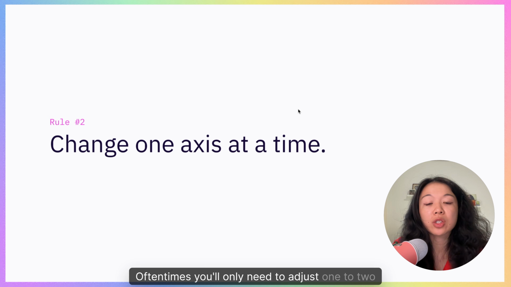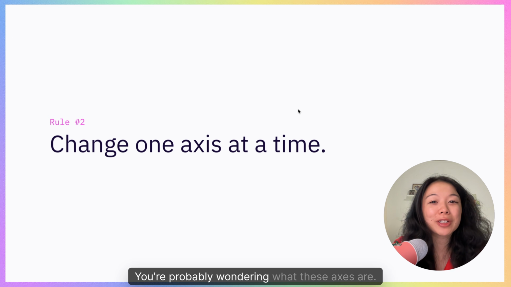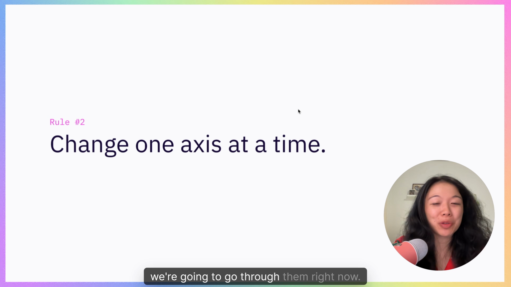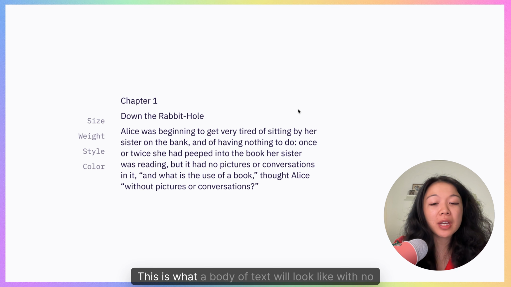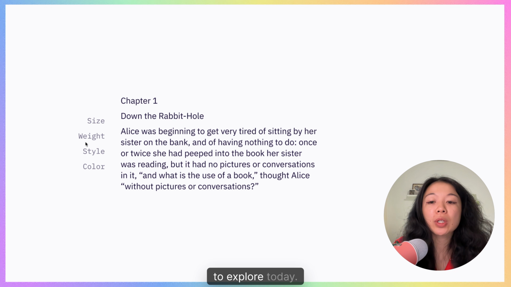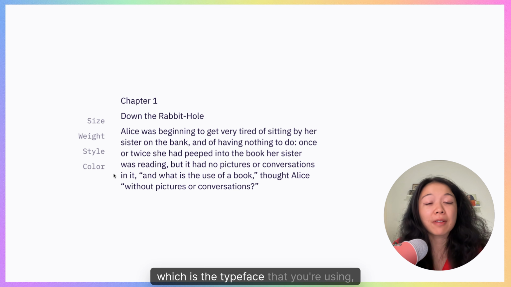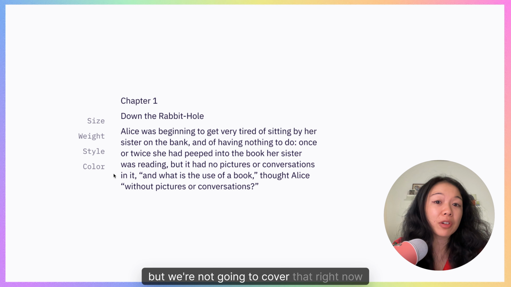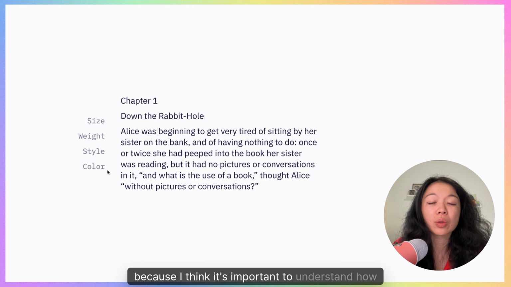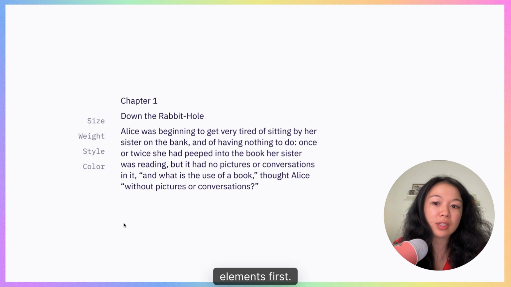Oftentimes, you'll only need to adjust 1 to 2 axes to create contrast between two levels of text. You're probably wondering what these axes are. Don't worry, we're going to go through them right now. This is what a body of text would look like with no styling whatsoever. On the left, you'll see the 4 axes we're going to explore today: size, weight, style, and color. There's technically one more, which is the typeface that you're using, but we're not going to cover that right now because I think it's important to understand how to make a type hierarchy using only these 4 elements first.